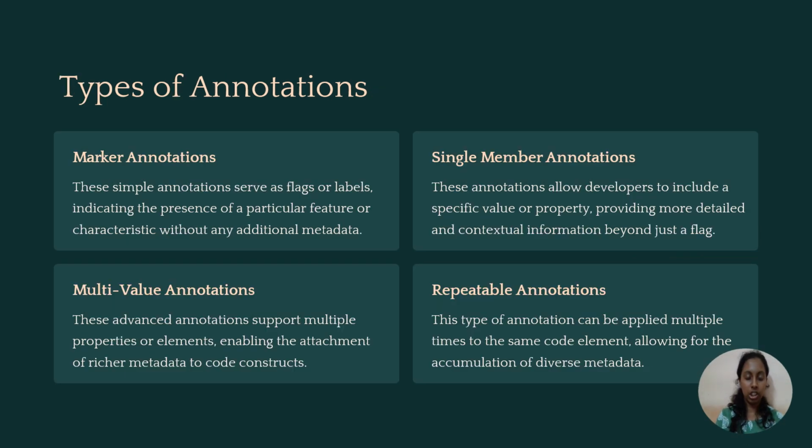Types of annotation. Marker annotation. These simple annotations serve as flags or labels indicating the presence of a particular feature or characteristic without any additional metadata. Single member annotation. These annotations allow developers to include a specific value or property, providing more detailed and contextual information beyond just a flag.